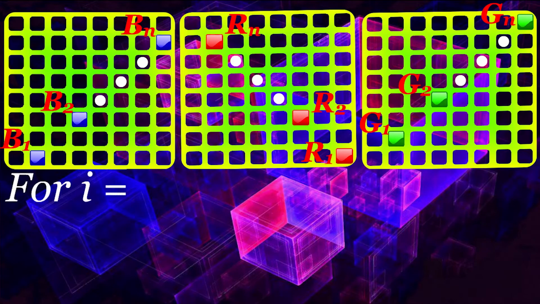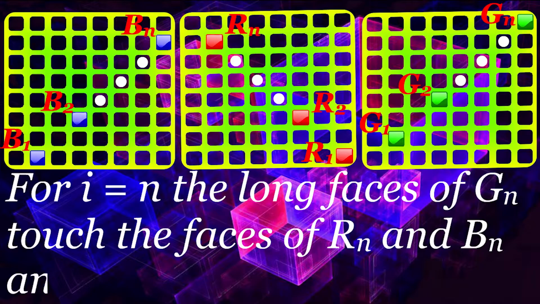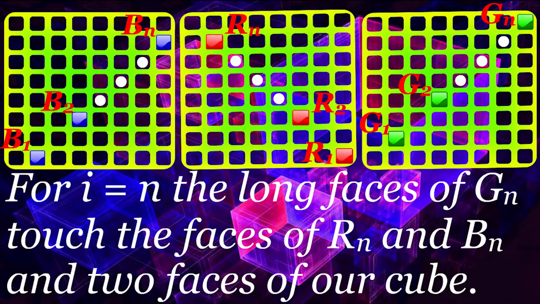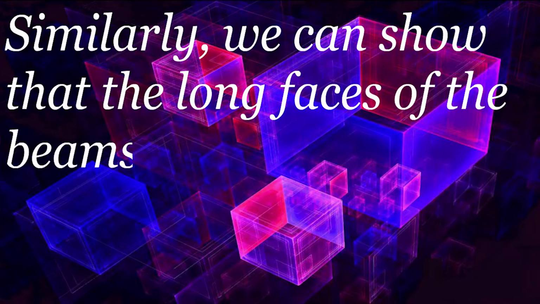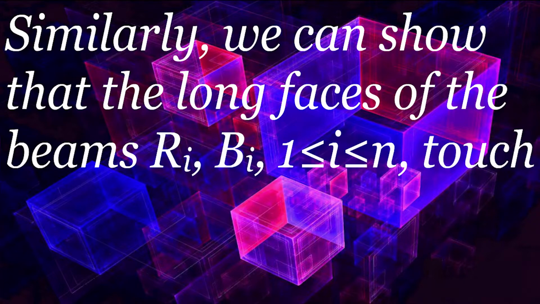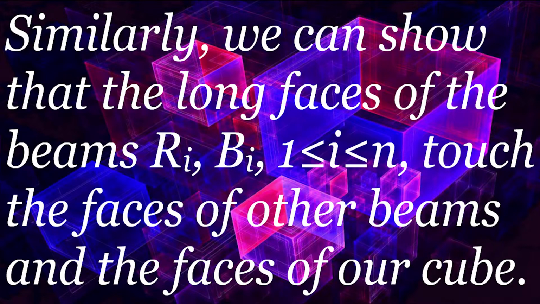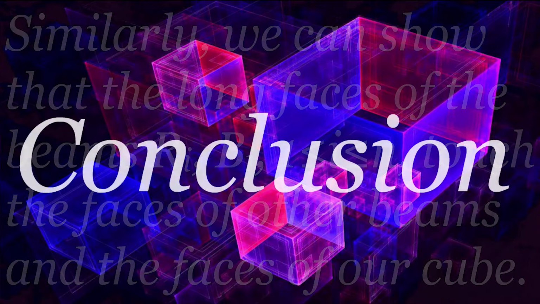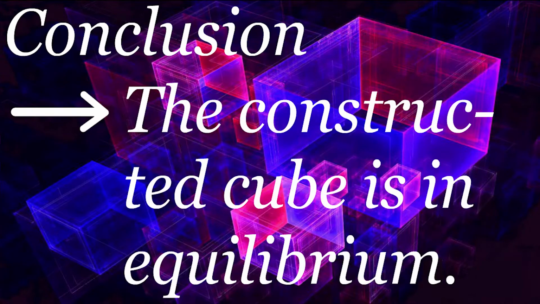For the case where i is equal to n, the long faces of the beam G_n touch the faces of R_n and B_n, and two faces of our cube. In the same way, we can show that each of the long faces of each of the beams R_i and B_i, where i is between 1 and n, touch the faces of other beams, and faces of our cube. This proves that our constructed cube is in equilibrium.